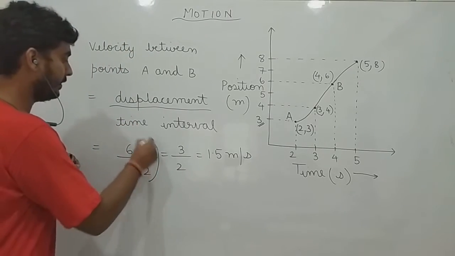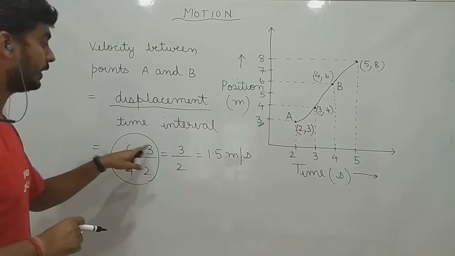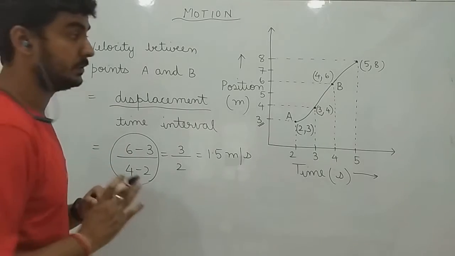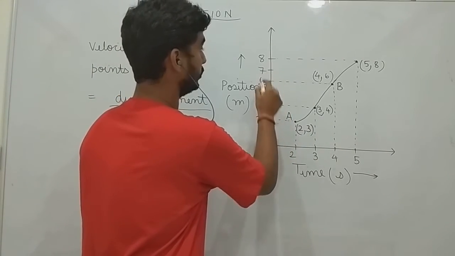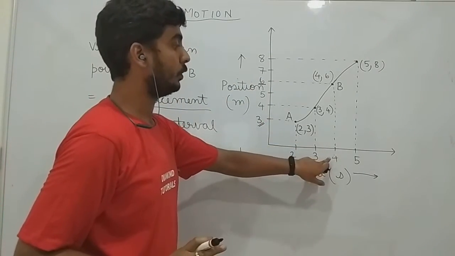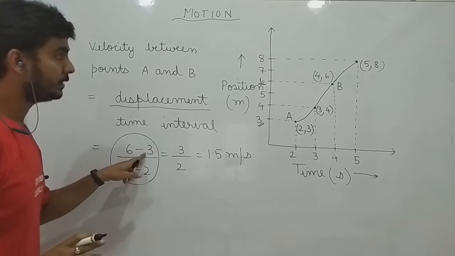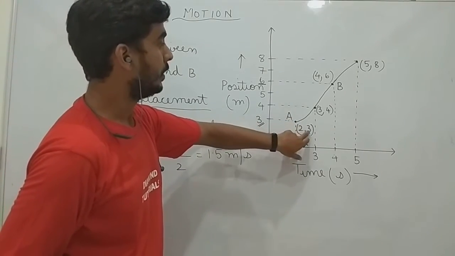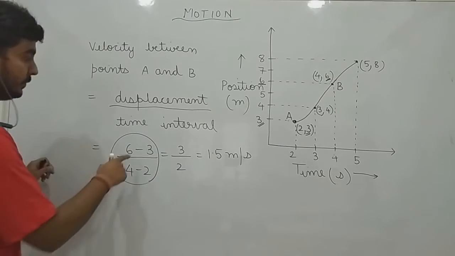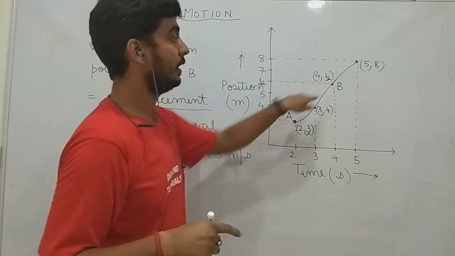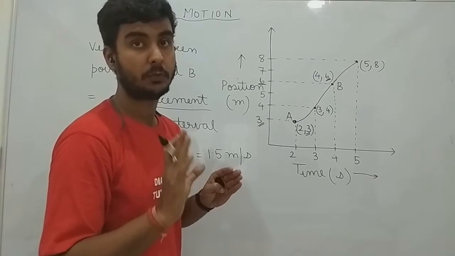Now, if you carefully analyze the numerator and denominator, you will see that in the numerator there is a difference of y coordinates. 6 is the position of the object at time equal to 4 seconds, which is the y coordinate of point B. Similarly, 3 is the y coordinate of point A. So 6 minus 3 represents the difference of the y coordinates of points A and B.